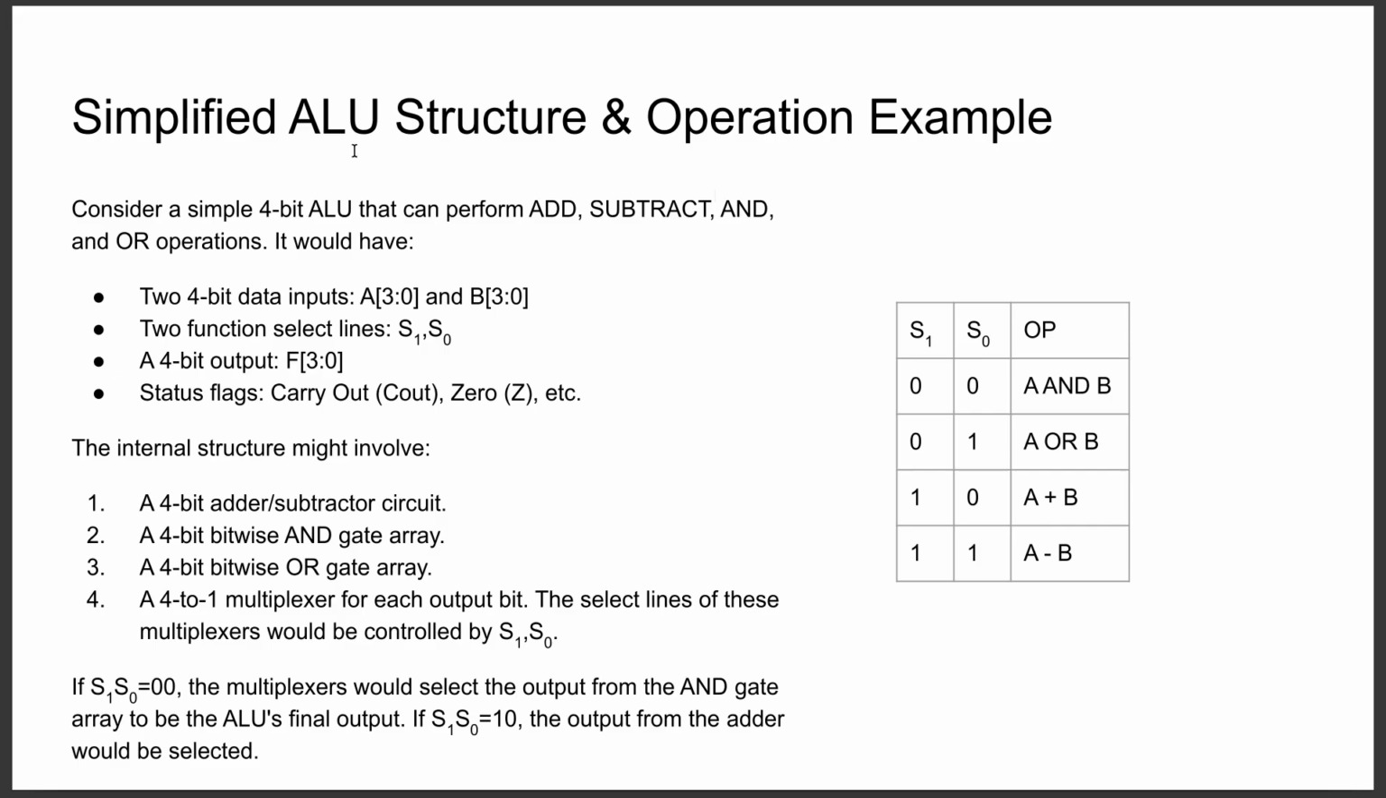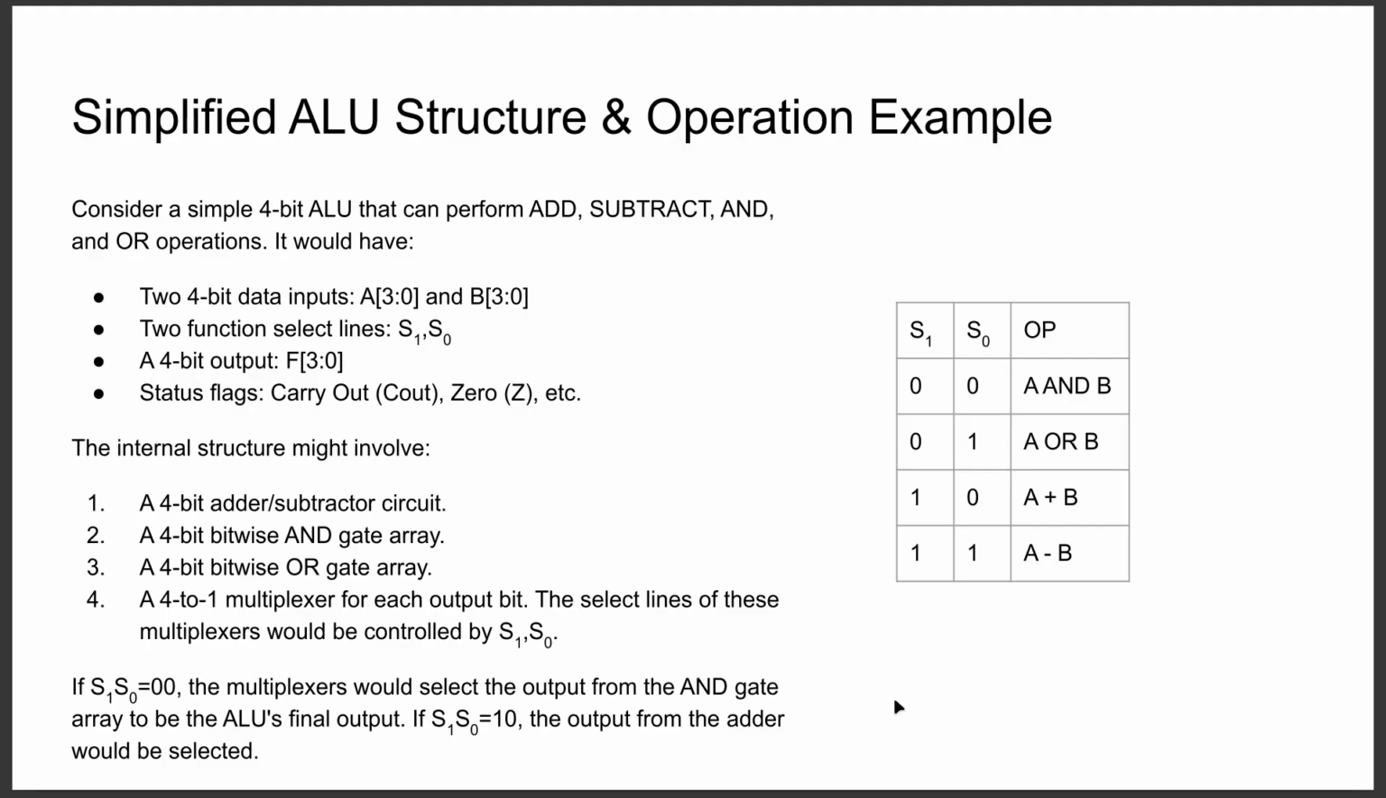A simplified ALU structure and operation example. Consider a simple 4-bit ALU that can perform add, subtract, and OR operations. It would have 2 4-bit data inputs, 2 function select lines, and a 4-bit output with status flags. The internal structure might involve an adder-subtractor circuit, an AND gate array or OR gate array, and a 4-to-1 multiplexer for each output bit.